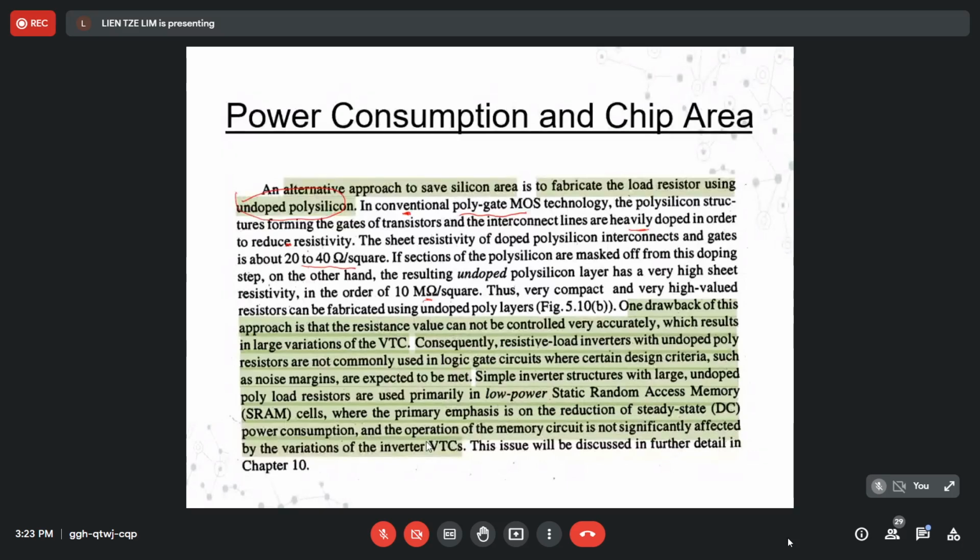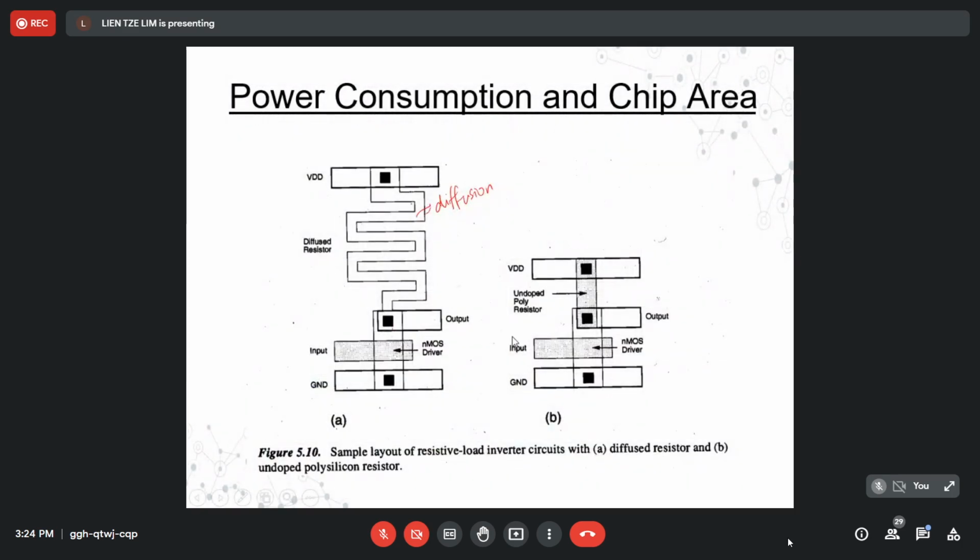If we refer back to this figure and compare these two resistive load inverters, you will see that this undoped poly resistor occupies a lesser area than this diffuse resistor. So this one is more suitable to be applied.